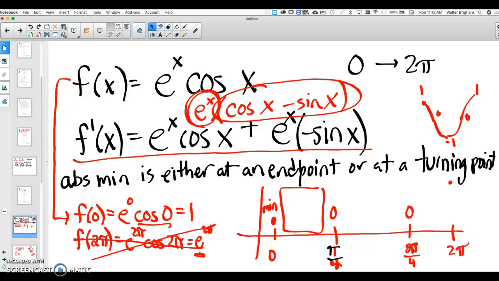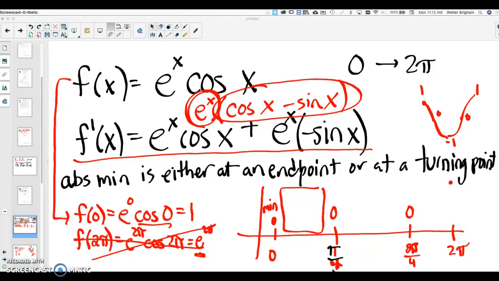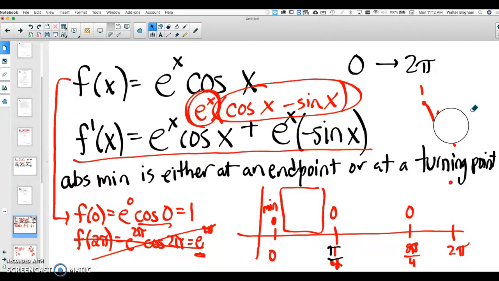If the graph goes down, this will be my new min. So how do I check if the graph goes down? I have to find the derivative at pi over 4, at 45. Oh wait, not at pi over 4. I have to find the derivative somewhere in this interval between 0 and 45. So I'm going to look at the graphs of sine and cosine.